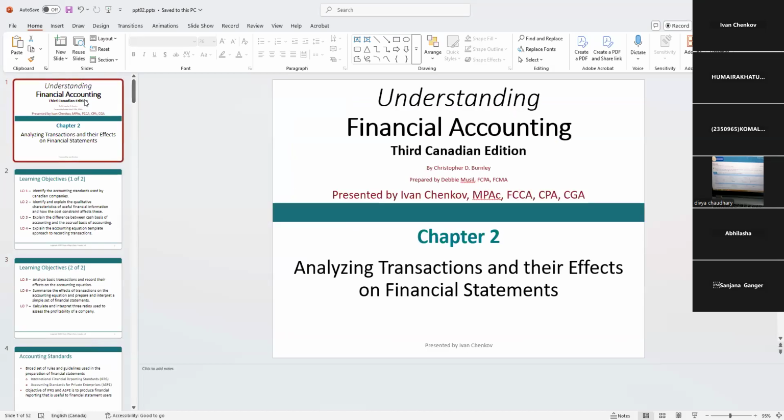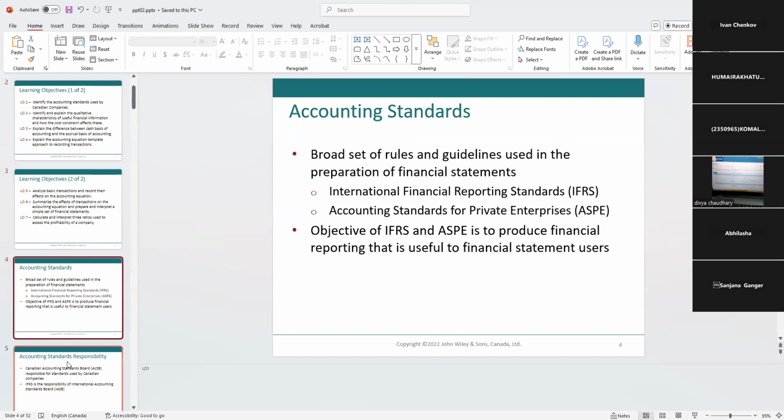In chapter 2, we're going to start doing transactions. And we're going to see what's the effect on all those statements that I just mentioned. What's the effect on the income statement? What's the effect on the statement of equity? What's the effect on the statement of financial position? What's the effect on the cash flow statement? What's the effect on the notes?